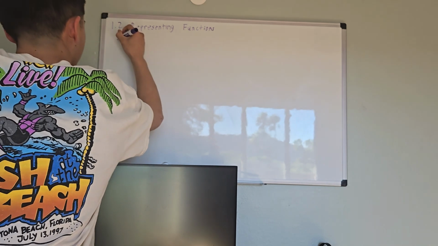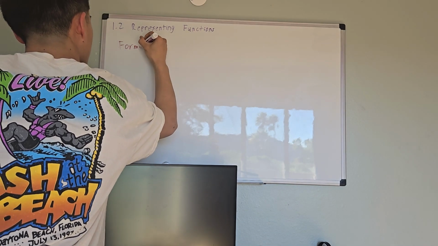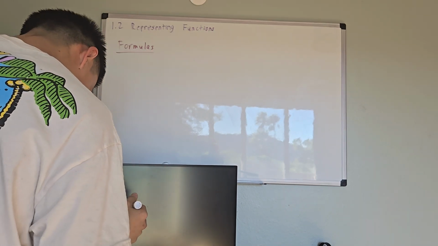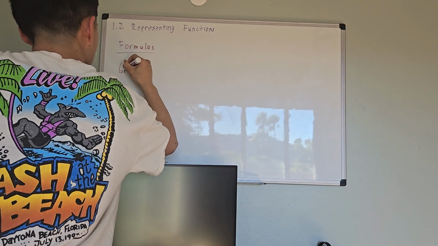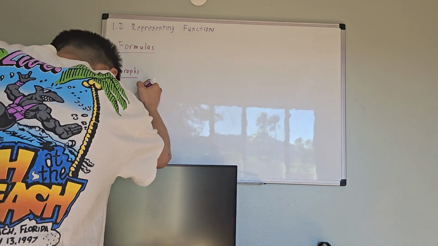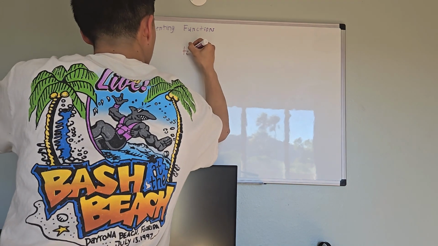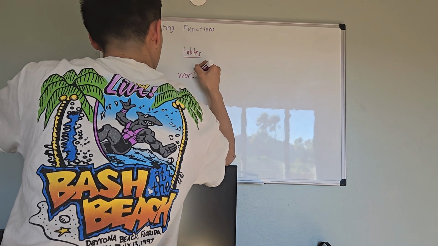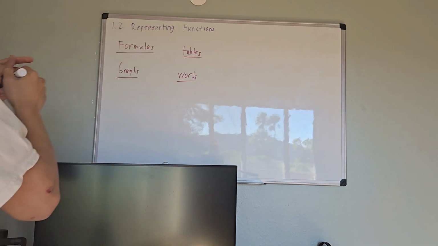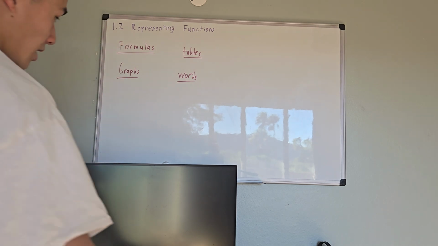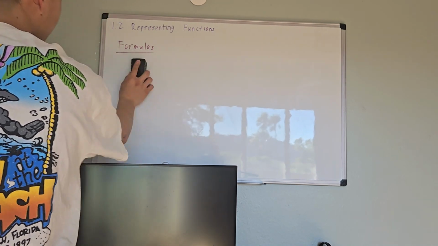And that's with formulas, okay? With graphs, tables, and with words, okay? So these are four ways that we're gonna take a look at when it comes to representing a function, okay? So first, let's take a look at formulas, okay?